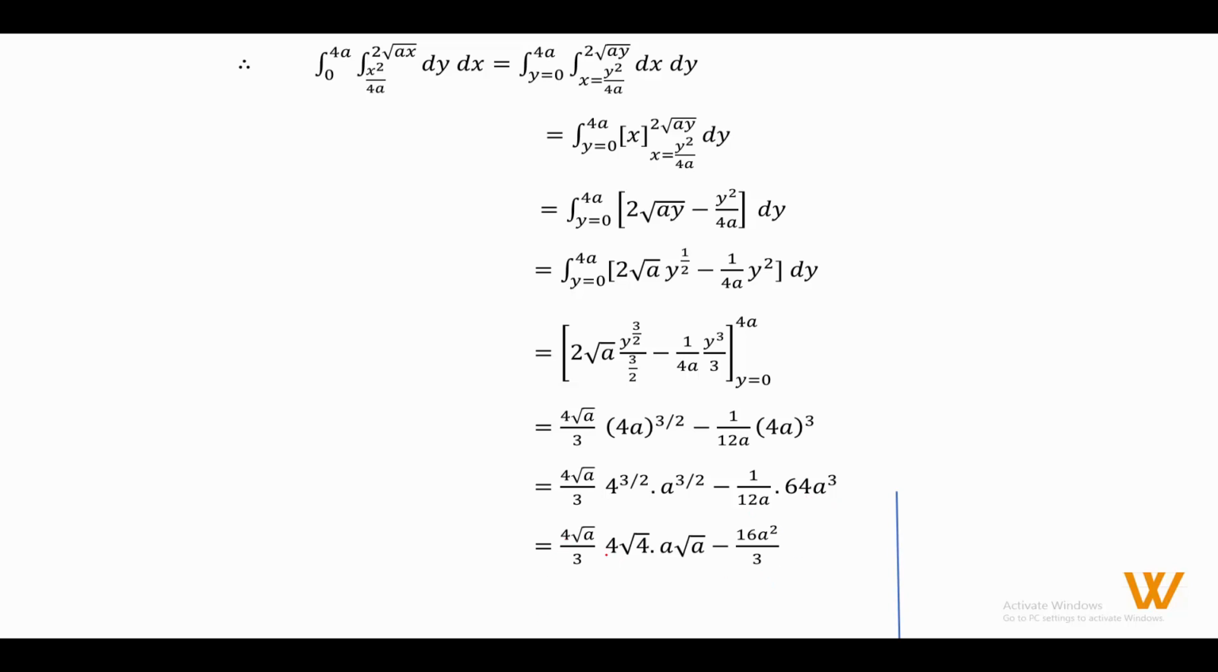Now this 4 into 4 is 16, 16 into 2 is 32. 32 root a into root a is a into a, which is a square. So the first term after simplification is 32a square by 3, minus 16a square by 3. The LCM is 3, so it is equal to 32a square minus 16a square by 3. 32a square minus 16a square is 16a square by 3, which is the required answer.